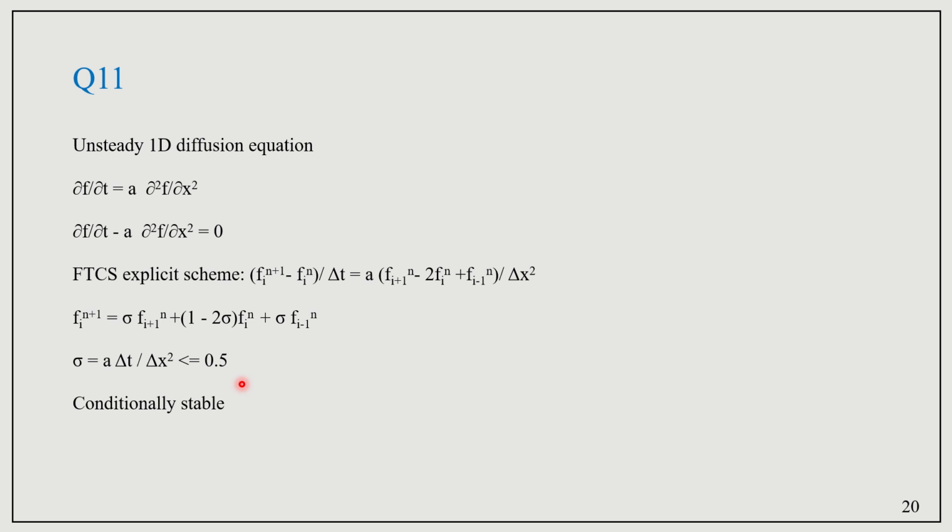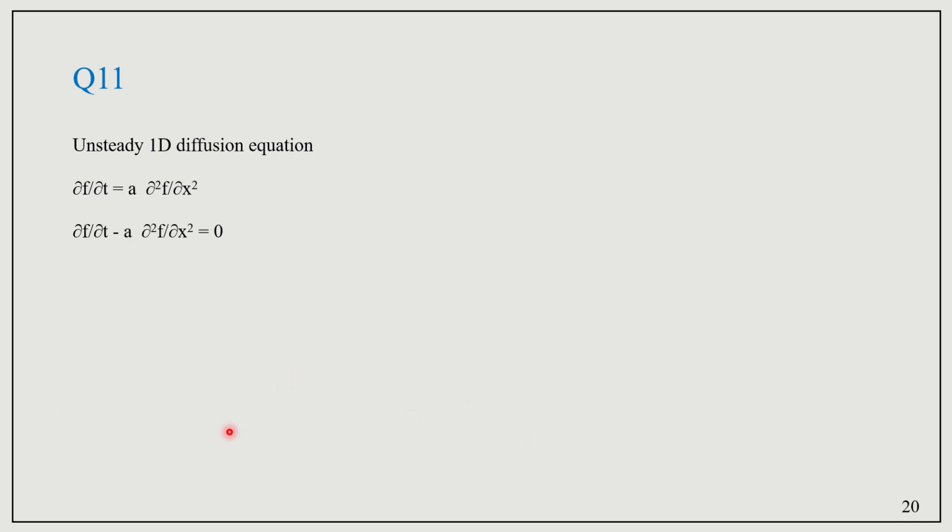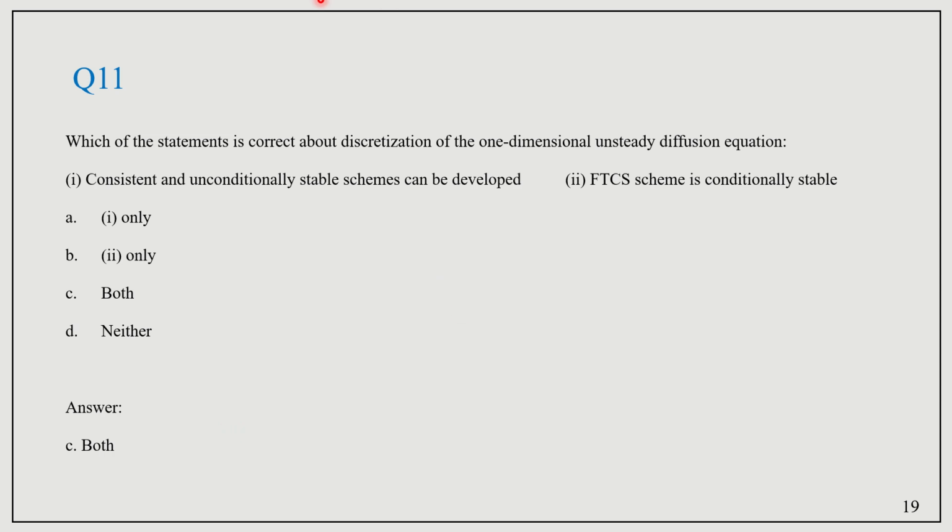Similarly, this is a conditionally stable scheme, and when we use an implicit scheme like the Crank-Nicolson scheme, it is unconditionally stable and also consistent. So both the statements are true. Consistent and unconditionally stable schemes can be developed, and also the FTCS scheme is conditionally stable. So this statement is also true. So both of them are the right answer.